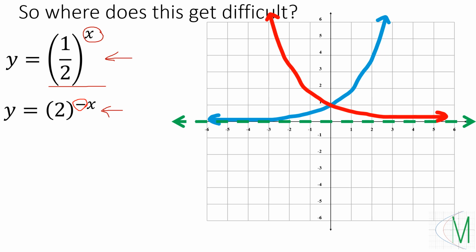So what's the difference between fractions and whole numbers? You can look at it two ways. You can either say, okay, if it's a fraction, as the base is between 0 and 1, that means that exponent is going to make it flip over the y-axis. That fraction will make it flip over the y-axis, a better way to say that. So instead of it increasing, it's going to be decreasing.